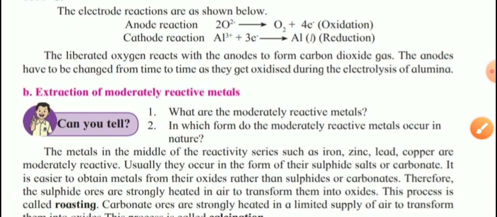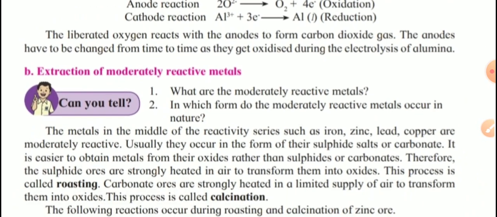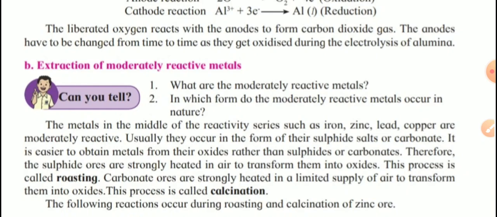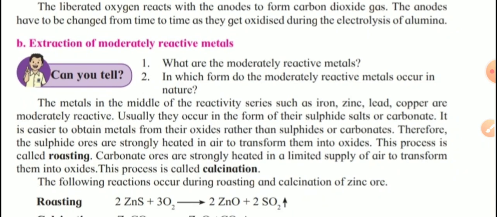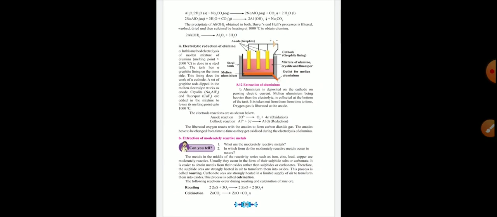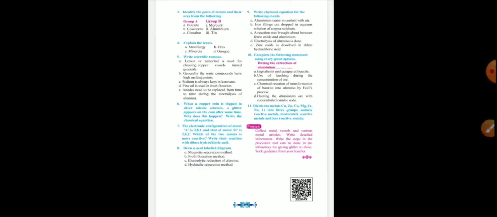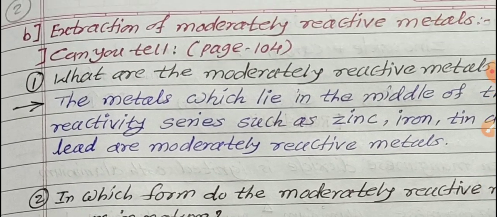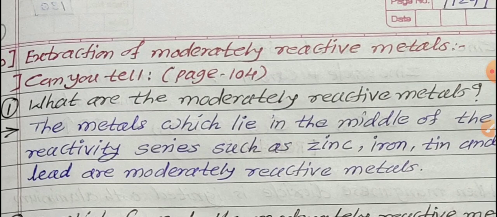Are all getting? This is the first. Now the second point: we learn extraction of moderately reactive metals. Now can you recall the questions given for us? What are the two questions? What are the moderately reactive metals that we learned in the reactivity series, and second, in which form do the moderately reactive metals occur in nature? Now see, I will show the explanation of these two recall questions. Check on page number 104. Can you tell?